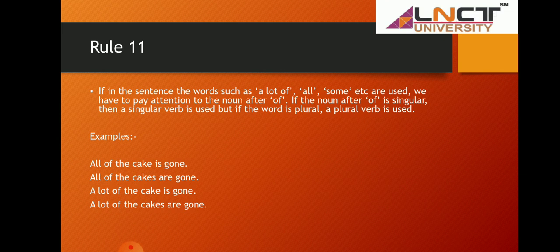So we are required to change the singular or plural form of the verb according to the singular or plural form of the subject. Like cake or cakes, there's a difference. There's one cake and there are more than one cake. That's why we have used are, right? Similarly, in the other two sentences, a lot of the cake is gone, a lot of the cakes are gone, right?